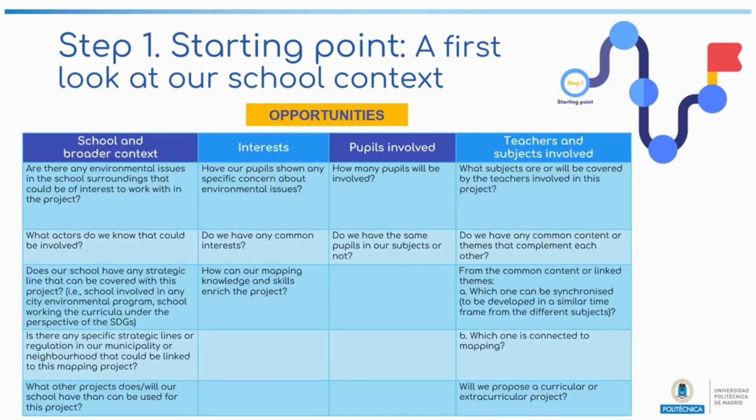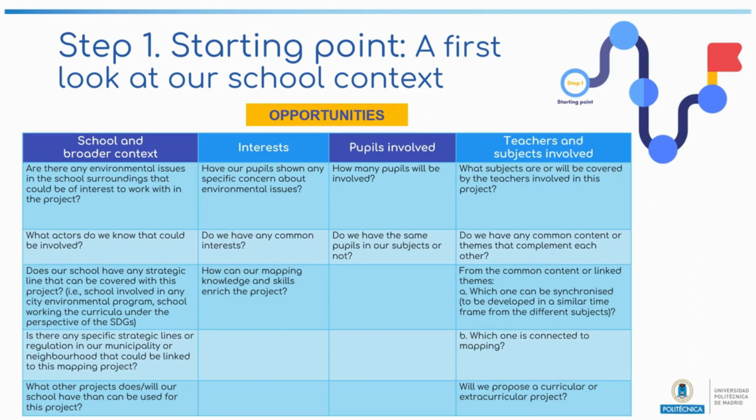A second table focuses on the opportunities that can be taken into account. There are some questions to reflect on the school and its broader context. A second group of questions are related to the interests. Then we suggest to think of who will be the target pupils and, in case of an interdisciplinary project, if these pupils are the same for the teachers involved. Finally, we recommend to think on how the project could be inserted in the official curricula. This means that teachers should revise their subjects and look for common topics, opportunities for synchronization, etc.